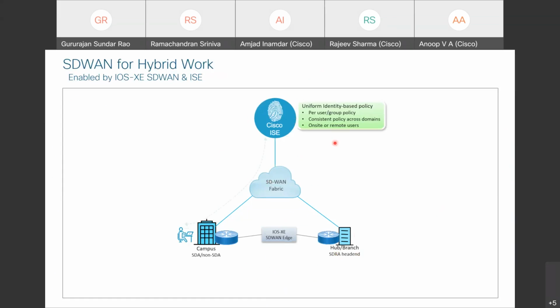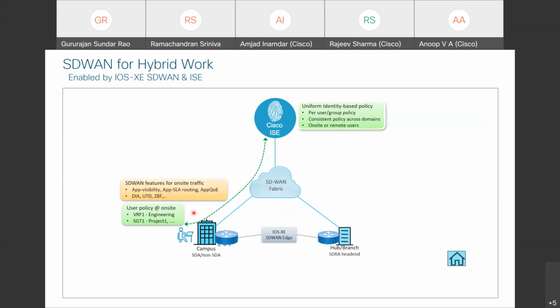And let's say a user onboards onto a branch using 802.1X. So based on his authentication credentials, policy lookup happens, and an example of that policy is which VRF to place that user in, which LAN segment, and what SGT to assign, which could signify which project he's a part of. And in addition to that, because he's connected to an SD-WAN fabric, the user gets app visibility. We'll be able to see all the applications that the user is using, app SLA routing, app QoE, and all other features.